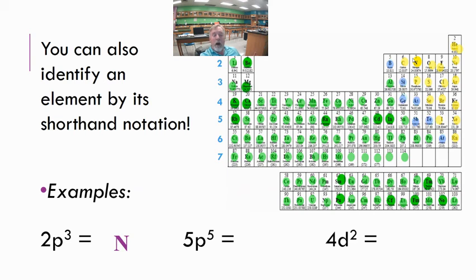Let's do our next one, 5p5. Let's find our 5p. We'll stay in our P block. Here's our P block over here. Let me get my highlighter back. Our 5p block is over here. How far in are we? 5. 1, 2, 3, 4, 5. That's going to be iodine.